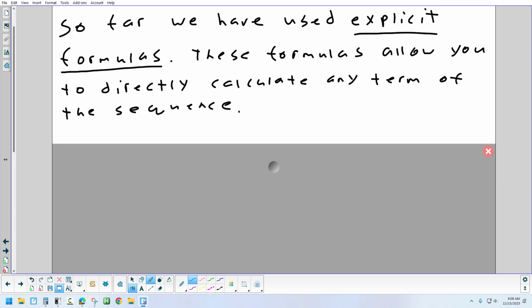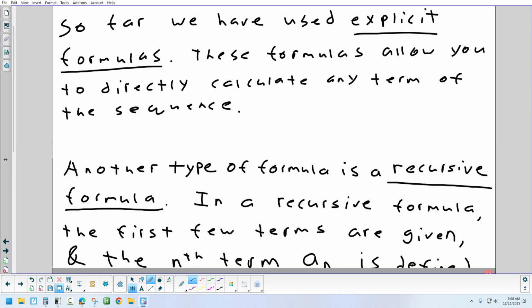If you didn't have an explicit formula, we would have what's called a recursive formula. I said before, recursive is easier to figure out, but it's not as useful. If you want to know the 300th term using a recursive formula, you need to know the 299th term. And to figure out the 299th term, you need the 298th term. So you'd need every single term from 300 all the way back to the beginning.